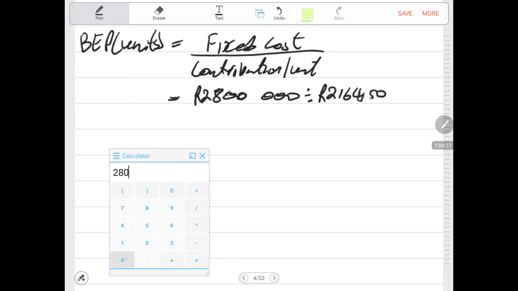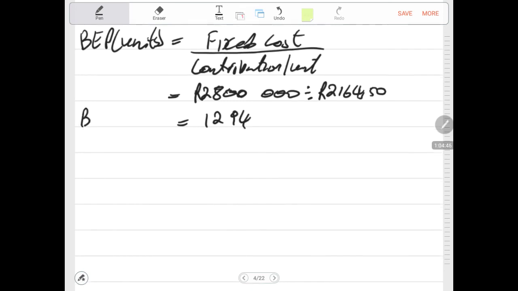Then we are able to say 2,800,000 divided by 2,164.50 cents. Then this will give us 1,294 batches, and these are batches. Then after, what do we do now? We say for product KI, how many units, and for product LO, this is KI and this is LO.